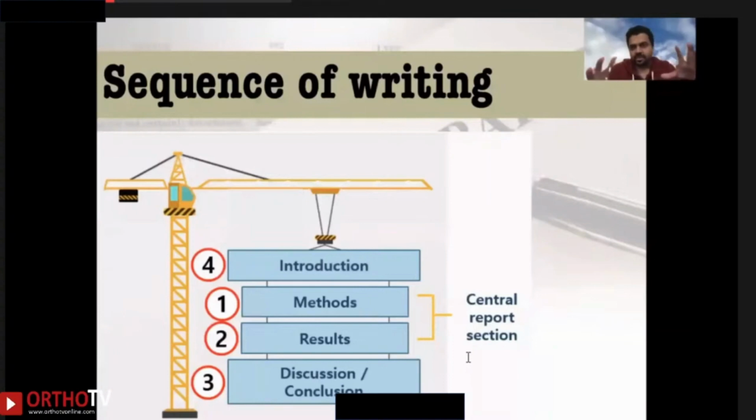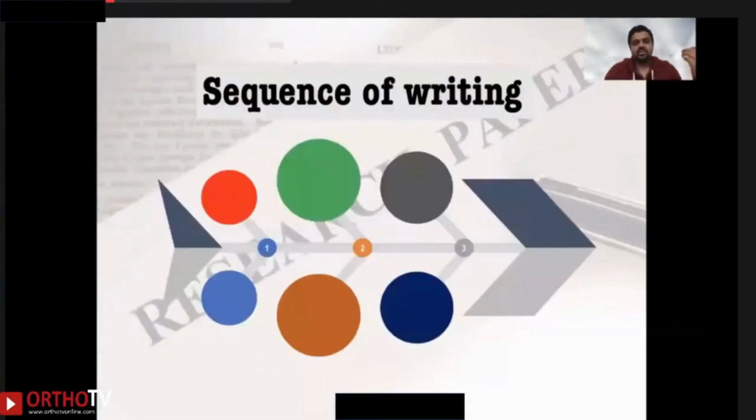Now the sequence of paper writing: the methods and results come first. That is the central report section. Because see, you have data, your research is done, you take out the results, methods, and then go into the introduction and discussion. So the sequence is as such. First thing is tabulate your results and the figures. So you got the tables and the figures, right? I would first go with the results.